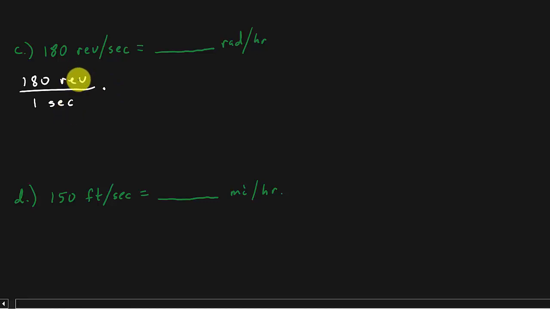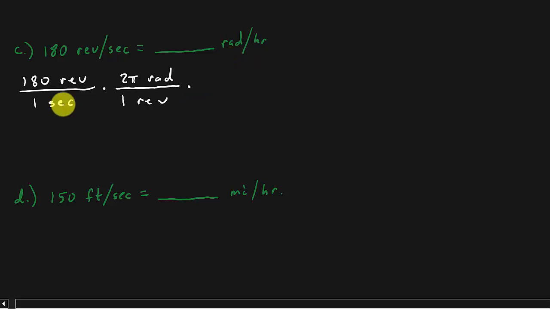All right, so let's get rid of the revolutions. I know that 1 revolution is 2 pi radians. So that takes care of the revolutions. They will cancel out, and that leaves me with radians up top, which is what I need. Now let's look at getting rid of seconds.